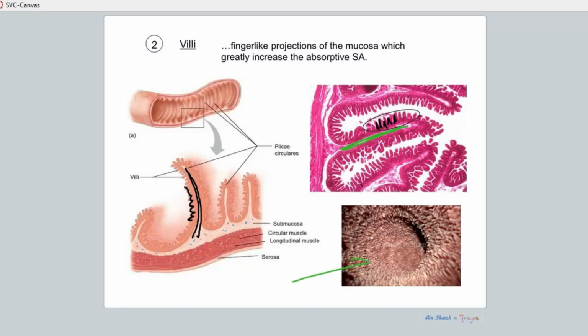And here you can see, it's kind of creepy actually, but you can see all these villi here. All these little projections are individual villi, and you can kind of see the circular folds making their way through like so.